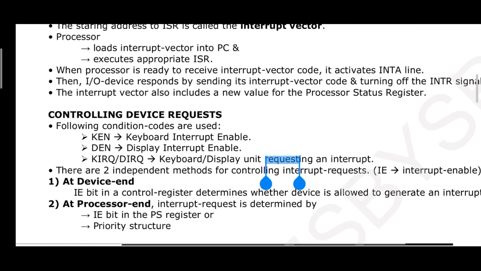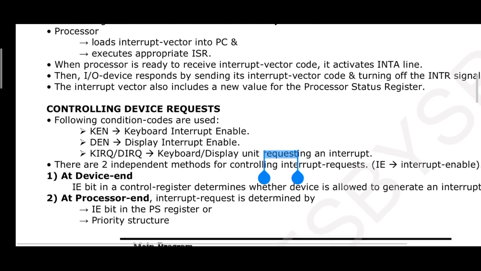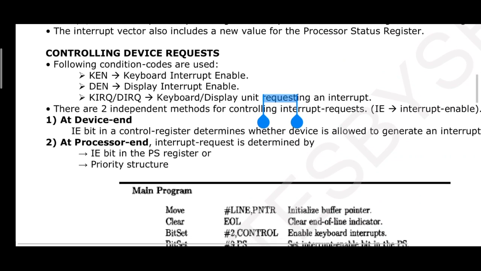The processor will load the interrupt vector into the program counter, because the interrupt vector stores the starting address of the ISR. Whenever the interrupt is called, the corresponding interrupt service routine should be executed, so its starting address is loaded onto the program counter, and the processor executes the appropriate interrupt service routine. That's it about vectored interrupts.